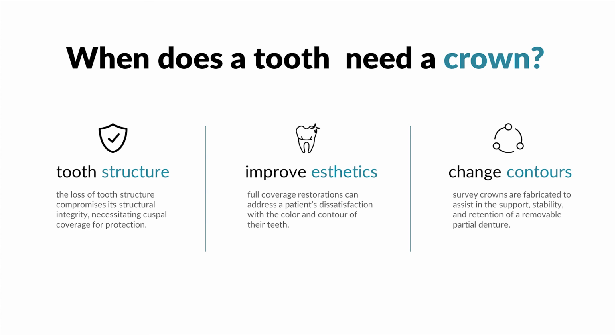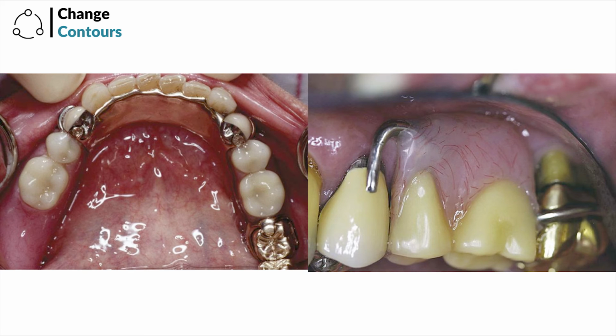All right, so we can improve aesthetics. Another reason for a crown: how about changing the contours? So we're going to introduce this idea of survey crowns, which you'll learn more about in November in your removable partial class. And the idea is survey crowns are fabricated to assist in the support, stability, and retention of a removable partial denture.